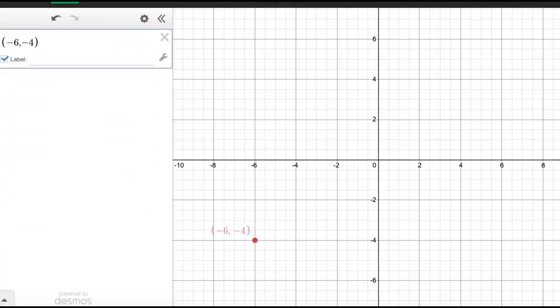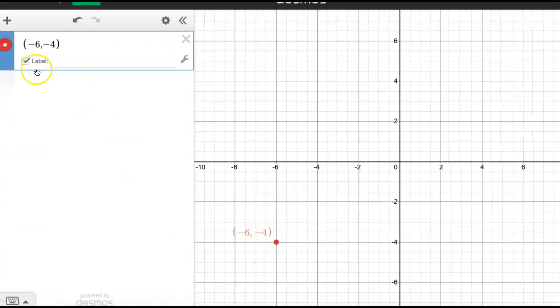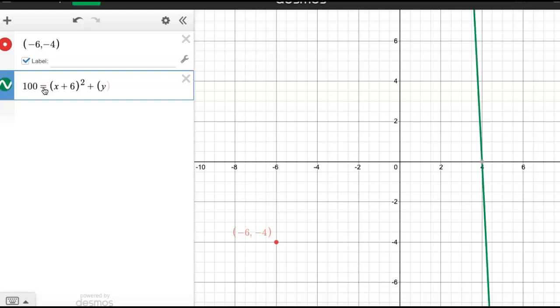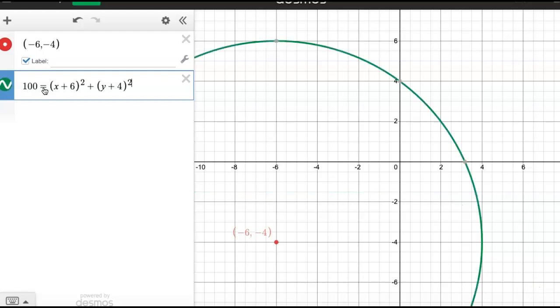And so I'm going to come over here. And so there's my point. And so I've got 100 equals, x plus 6 squared plus y plus 4 squared. And you can see that we have a circle.